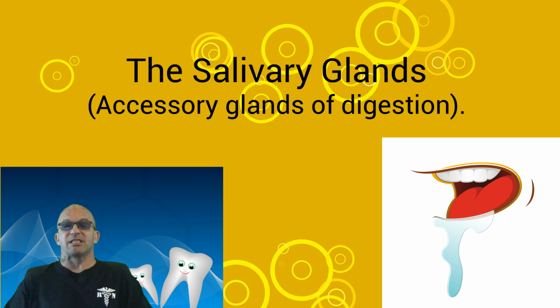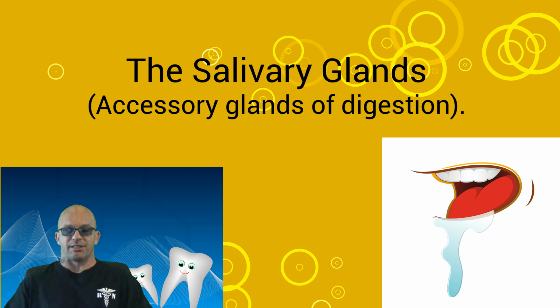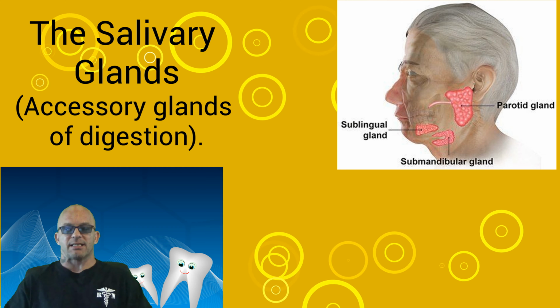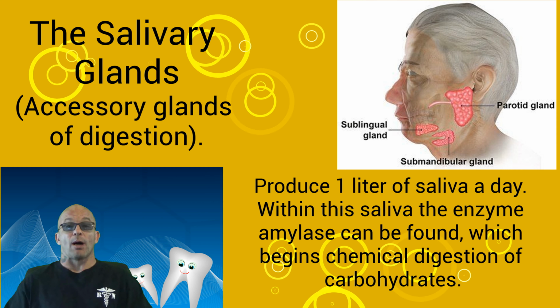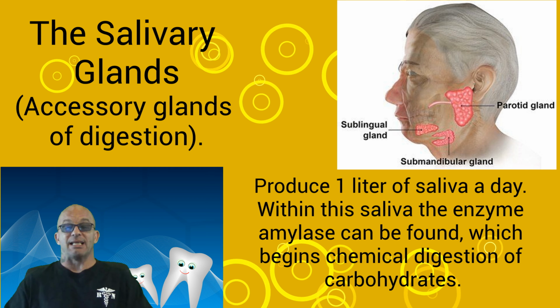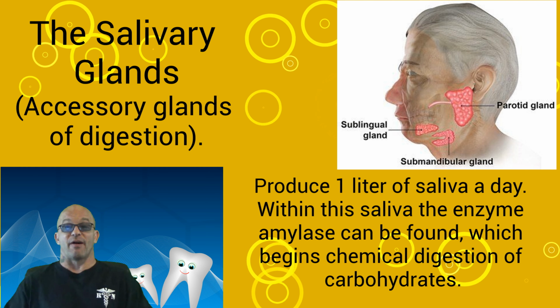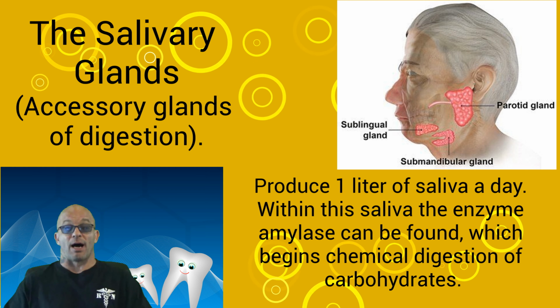We shall now discuss the salivary glands, the accessory glands of digestion. The parotids, submandibular and sublingual, which produce 1 liter of saliva a day. Within this saliva, the enzyme amylase can be found, which begins chemical digestion of carbohydrates.